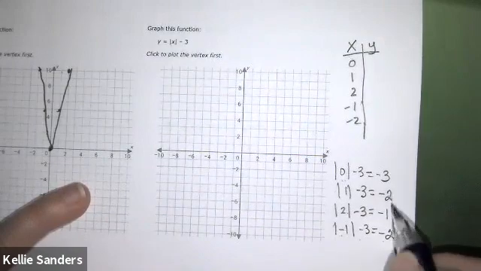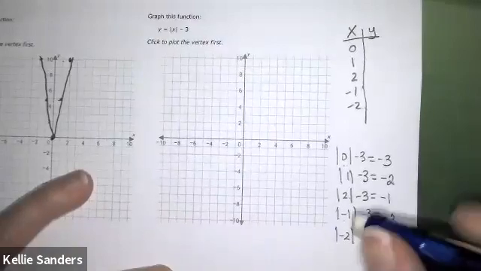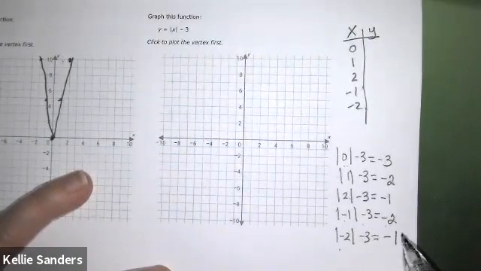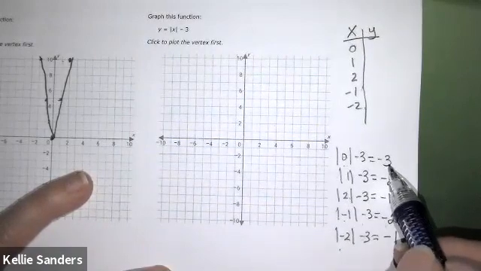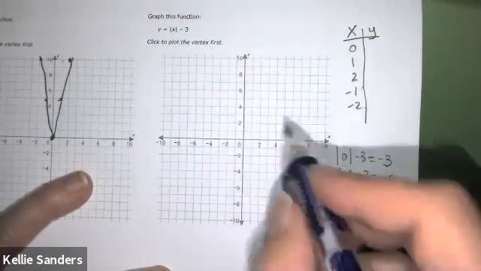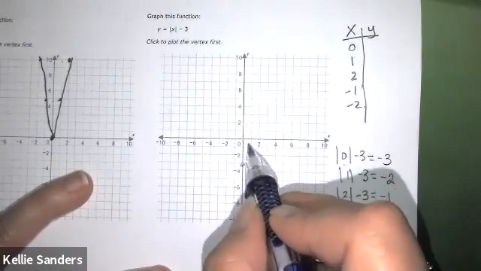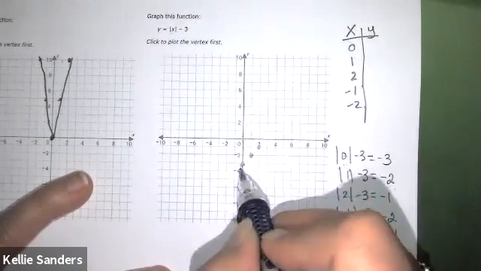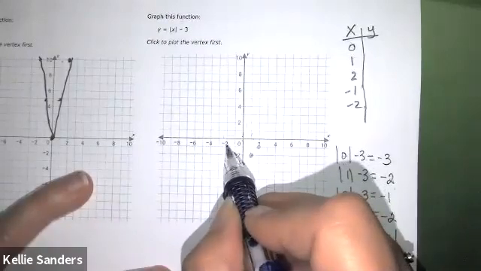See how we got those two the same numbers? The absolute value of negative 2 is 2. 2 minus 3 is negative 1. So that's what happens. If x is 0, we get negative 3. If x is 1, we get negative 2, and so on. So 0, negative 3, 1, negative 2, 2, negative 1, negative 1, negative 2, negative 2, negative 1.